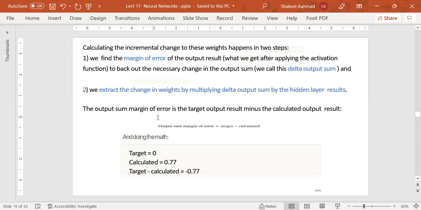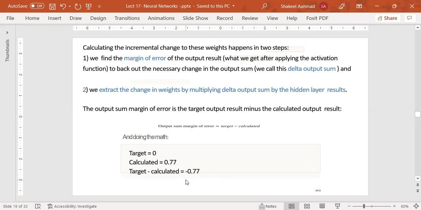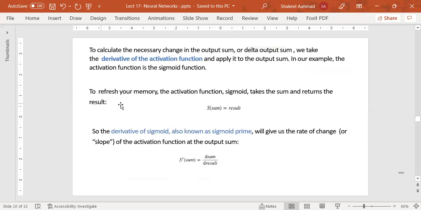The output sum margin of error is the target output result minus the calculated output result. And here we can solve this. We have target 0, but our calculated value is 0.77. So we subtract the calculated value from the target, and we get the output sum margin, which is minus 0.77. So we need to adjust this error, and we need to calibrate our weights to produce 0 output.